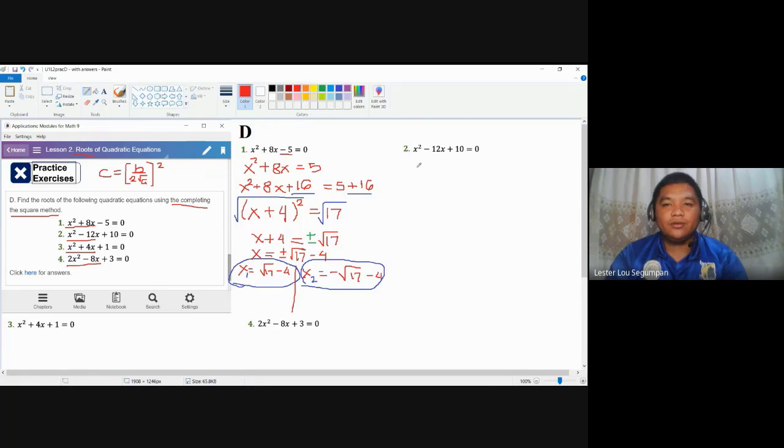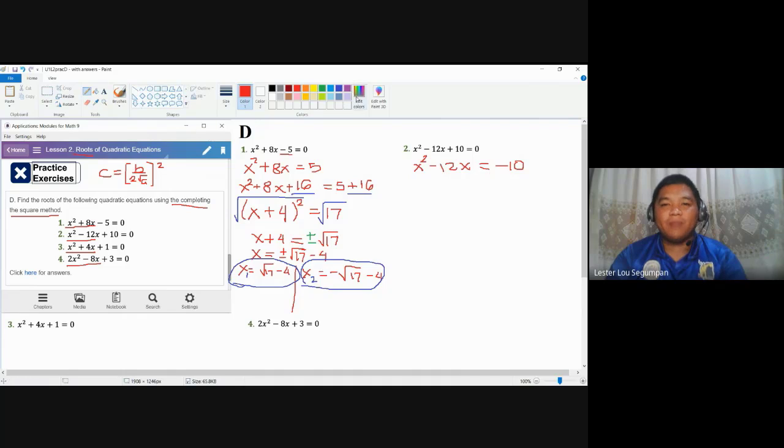So number two, this would actually be expressed as x squared minus 12x, and subtract both sides by 10, because 10 will not make this factorable. So we are going to use the formula here. So a is still 1. So square root of 1 is 1 times 2 is still 2. The numerator is negative 12 divided by 2. So you will have negative 6.